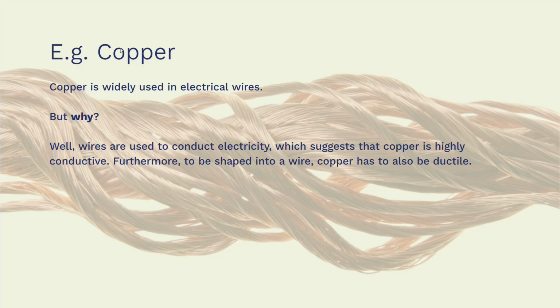For example, we have copper. Copper is widely used in electrical wires. But why? Well, wires are used to conduct electricity, which suggests that copper is highly conductive. Furthermore, to be shaped into a wire, copper has to also be ductile. So, just from knowing that copper is used in electrical wires, we can tell that copper is highly conductive and also really ductile.